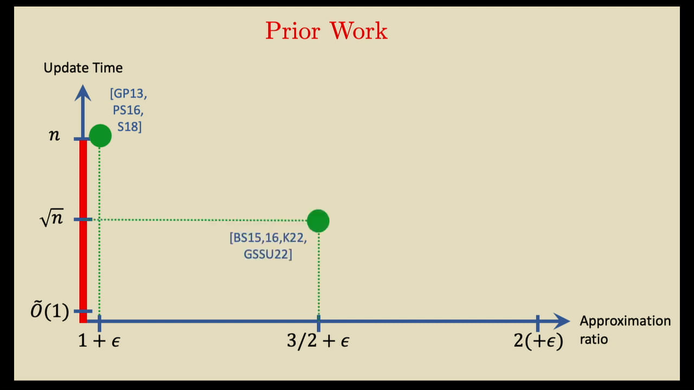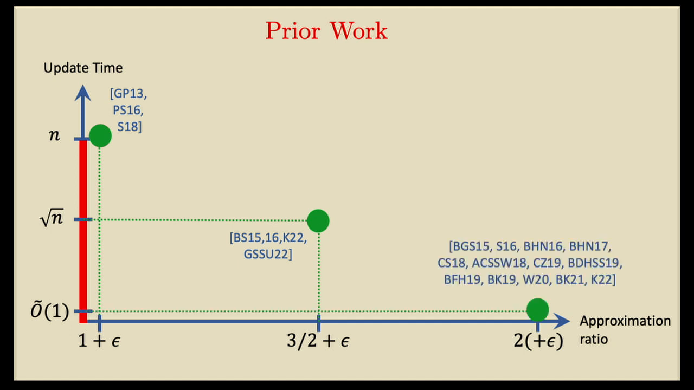We know how to get 1.5 approximation in root n update time, and we know how to get close to 2 approximation in polylog n update time. So, here in the y axis, O tilde 1 is just polylog n update time. And there are some interesting smooth trade offs between these two ranges, these 2 points.